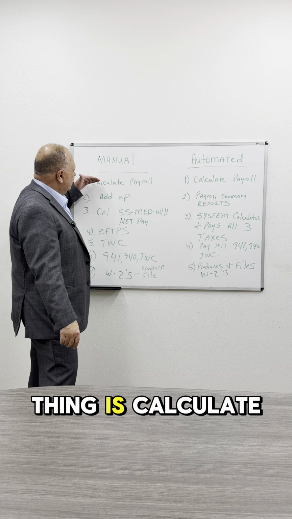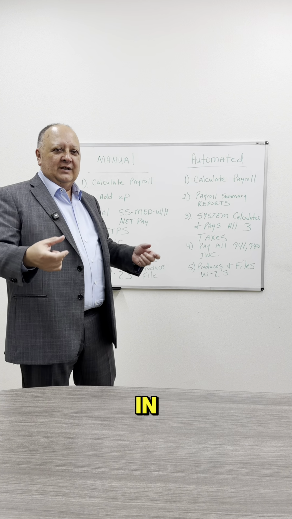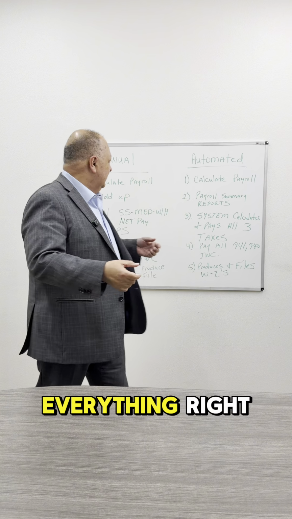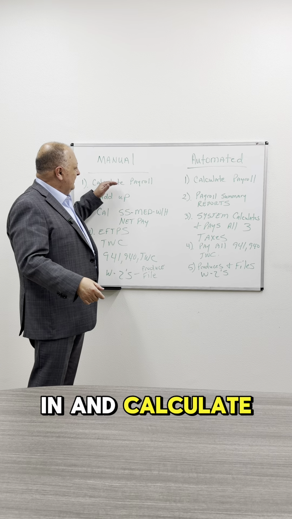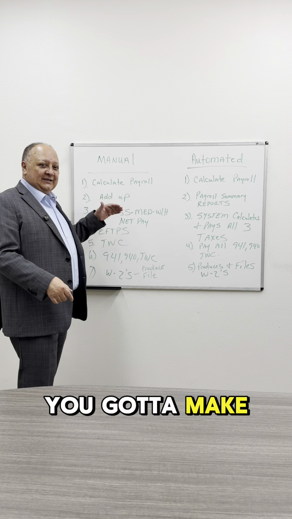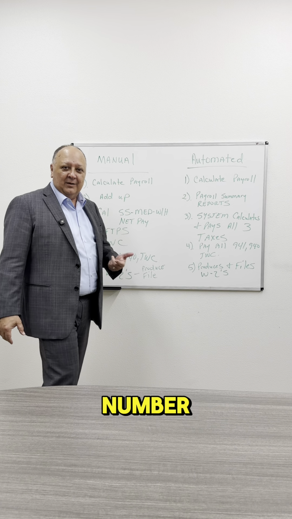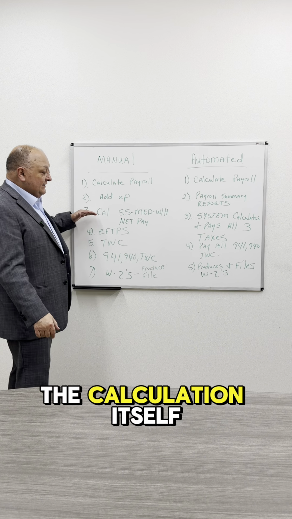So the first thing is calculating the payroll. I've seen Excel spreadsheets where they go in and calculate the payroll and everything, right? But then you have to make sure everything's running properly. Then you've got to add up the totals. You've got to make sure that it's adding and subtracting in order for you to get to the net pay number.